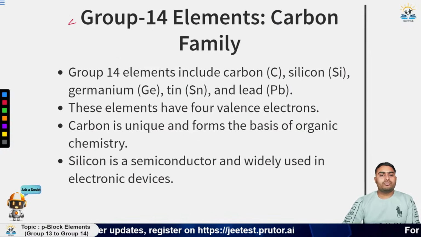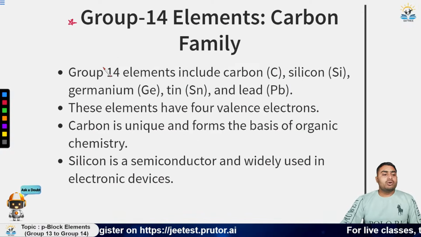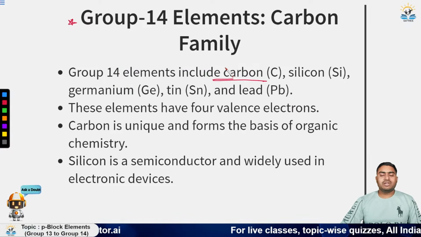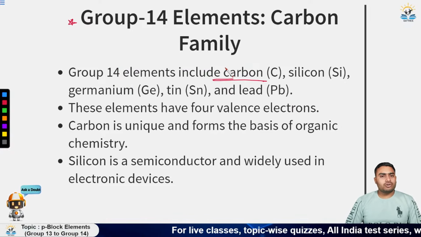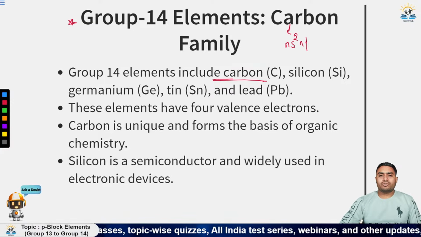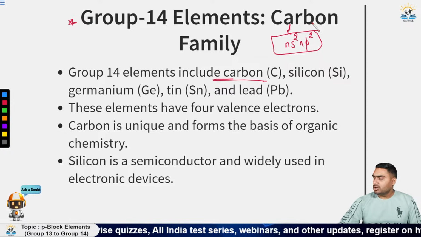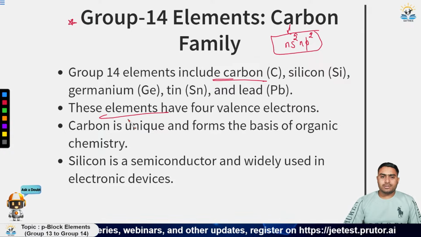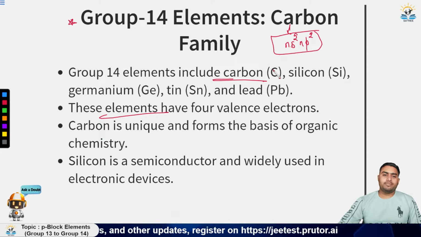Let's go to the group 14 carbon family. Group 14 elements include carbon, silicon, germanium, tin, and lead, and you know very well the group 14 general electronic configuration is ns2 np2. The carbon family general electronic configuration will be ns2 np2. Now my point is these elements have 4 valence electrons, okay, you can see ns2 and np2.